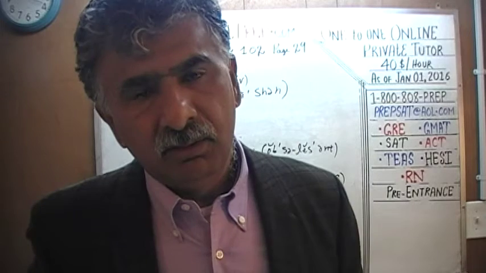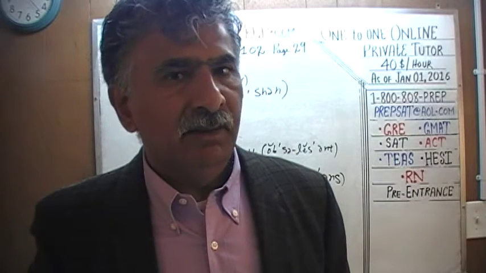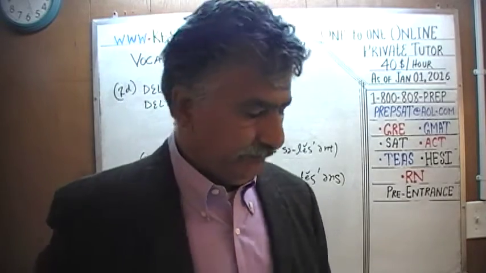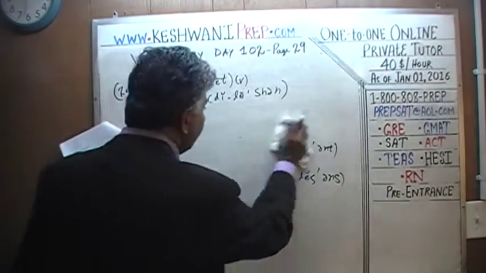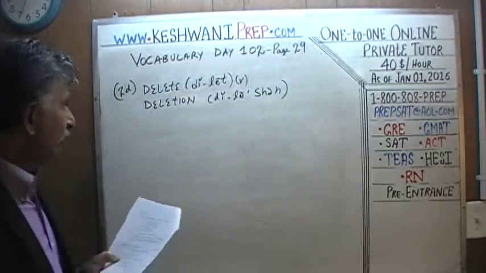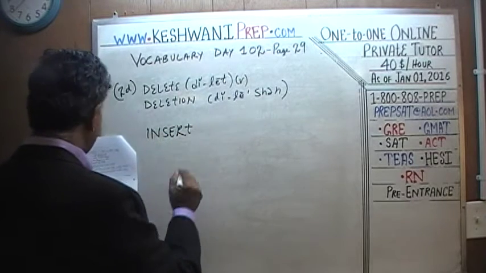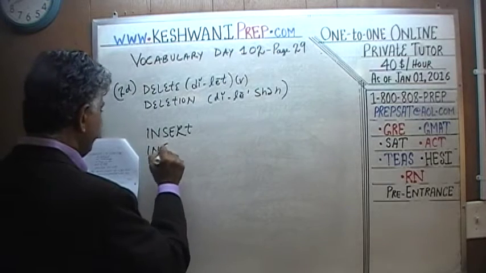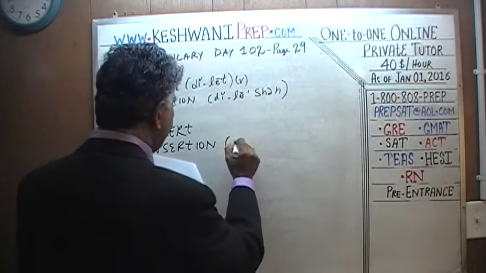Make a deletion. That means delete something. I would like you to make a deletion. Delete this second line. Get rid of the second line. Similarly, you will observe the same pattern in many other verbs. For example, insert. What's the noun of insert? The noun of insert would be insertion.